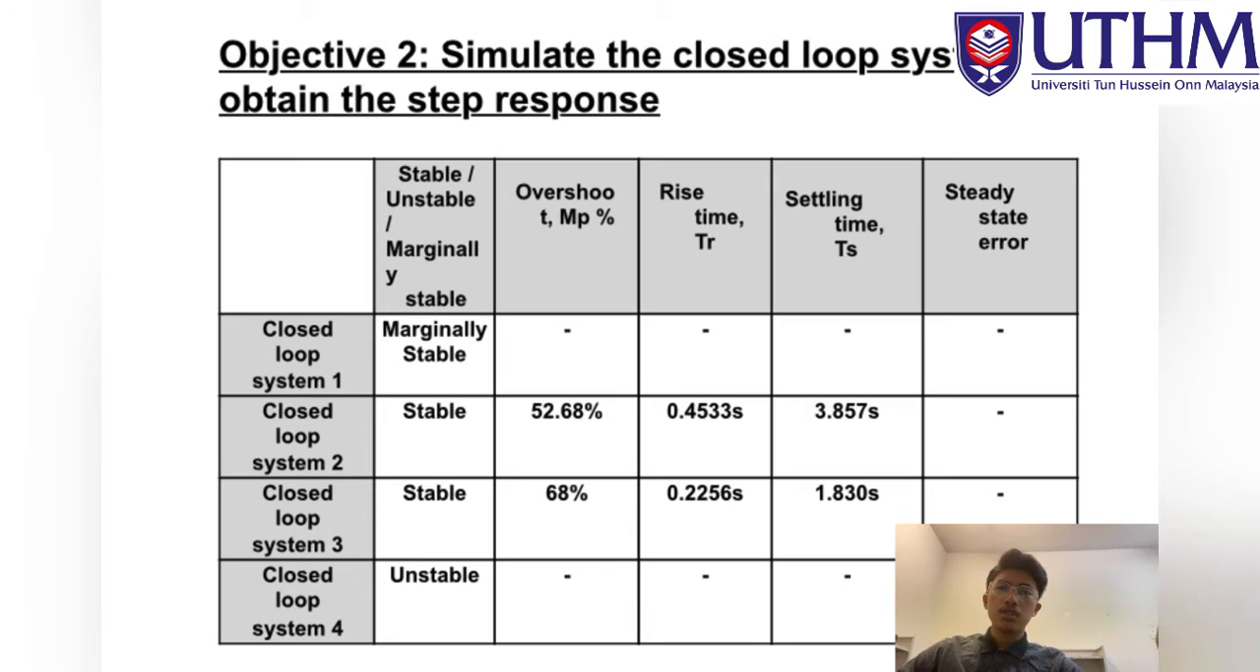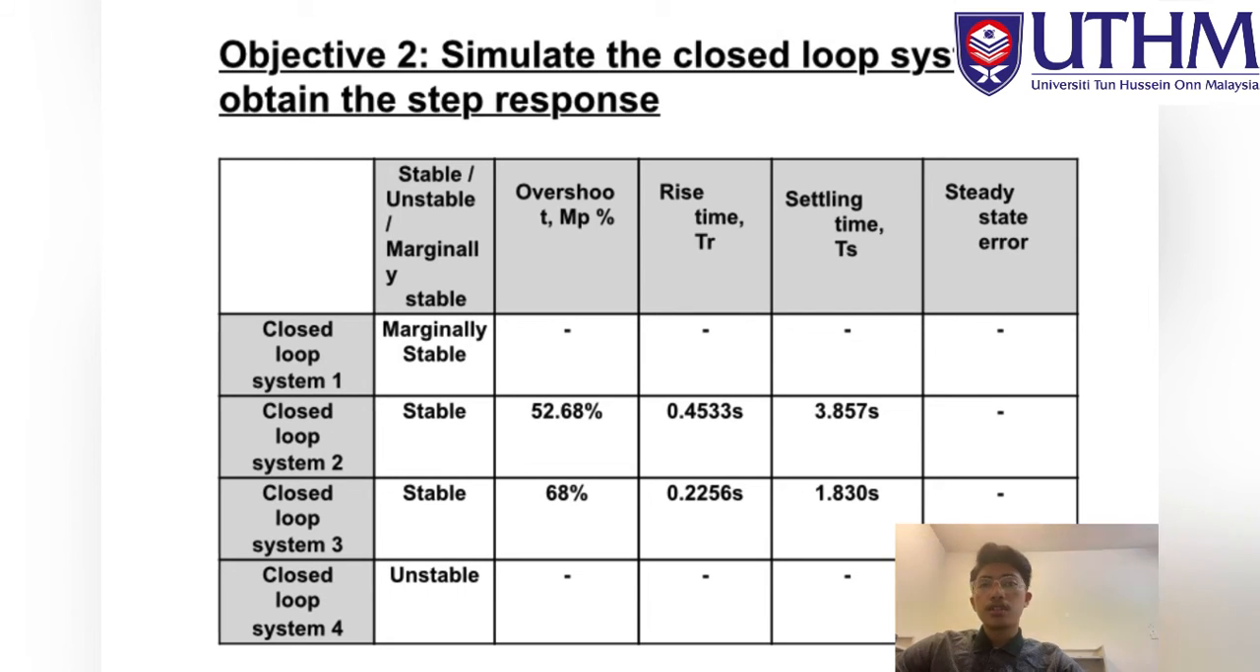What about closed loop system 2? The graph is stable and overshoot is 52.68%, and rise time is 0.4533 seconds. About settling time for closed loop system 2, it is 3.857 seconds, and steady state error for closed loop system 2 is none.